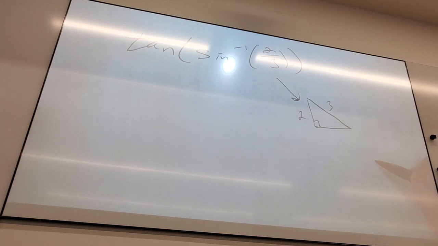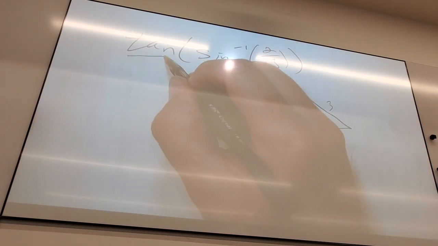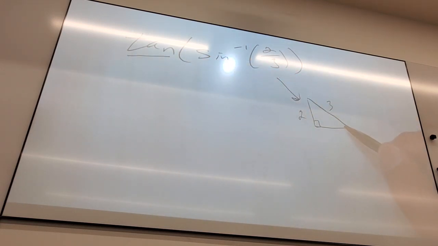Good. So in this case, I'm asking for the tangent of that, right? For which you need to have the other stuff. Good. Which is the square root of 9 minus 4, which would be 5. Good. So then you can answer this question easily, right? What's his answer? It's 2 over rad 5.